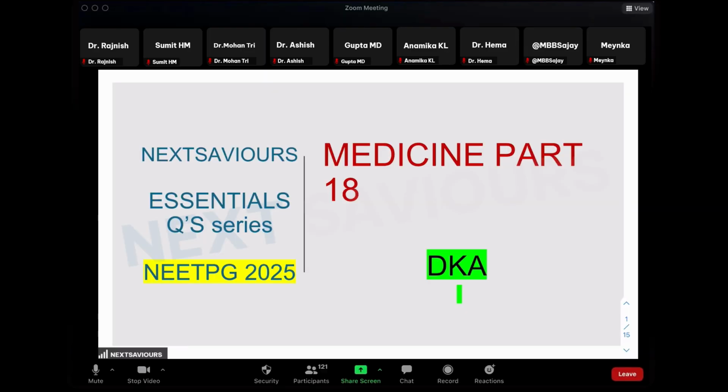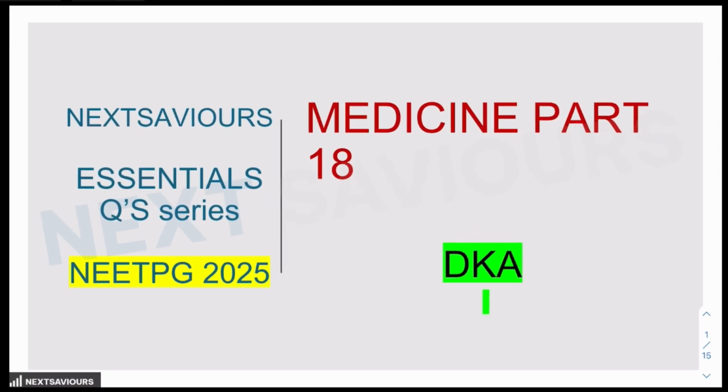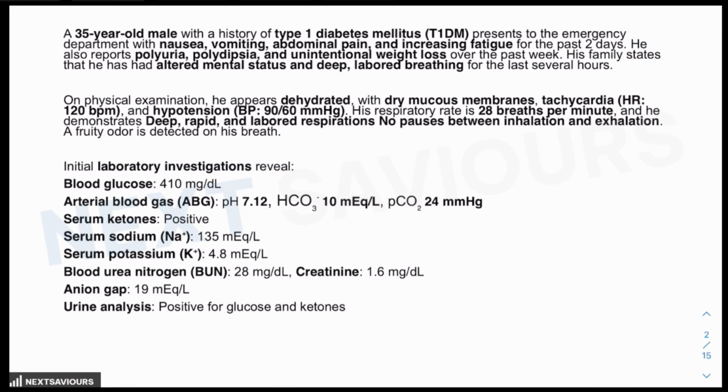Hello everyone, welcome to another episode of Next Saviours Essential Question Series for NEET PG 2025, where we are talking about the step-by-step guidance in the management of diabetic ketoacidosis. So, without wasting any time further, all of you know that even in this examination, there is going to be a question on DKA and how the language of the questions are given.